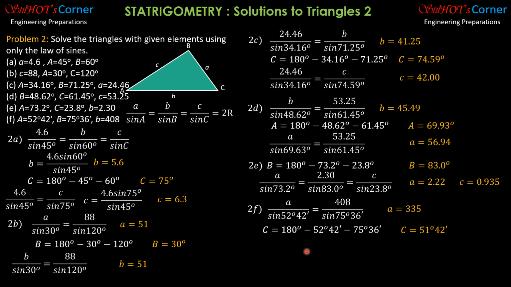Then by sine law, to solve for side C: C as to sine 51 degrees 42 minutes equals 408 as to sine of 75 degrees 36 minutes. So side C is equal to 331 units.